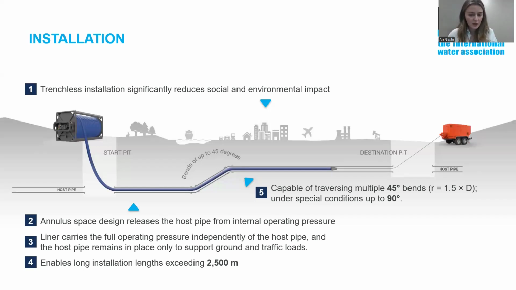Once the liner has been installed, it carries the complete operating pressure independently of the host pipe. The remaining annular space between the liner and the existing pipeline releases the host pipe from the operating conditions. So the host pipe only needs to carry the external loads like traffic loads. Another important benefit is the possibility of very long installation sections of 2,500 meters. For example, river crossings, environmentally sensitive areas, and so on.